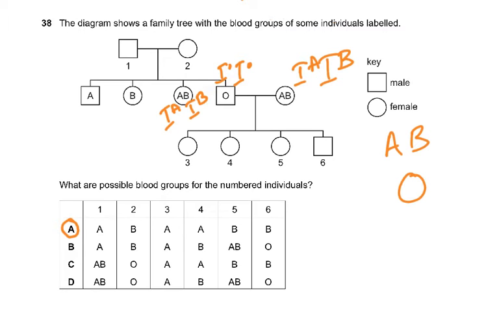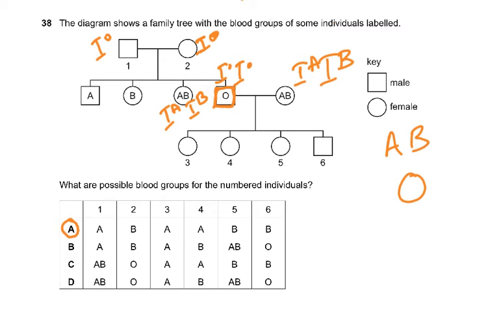Now it says the diagram shows a family tree with the blood groups of some individuals labeled. What are the possible blood groups of the numbered individuals 1, 2, 3, 4, 5, and 6? Now the important thing you've got to understand is this: as this is an O child, one O has to come from one parent and one O has to come from the other parent. So this is the mother. So the one IO comes from the mother and IO comes from the father. That is why they have a child who is IO.